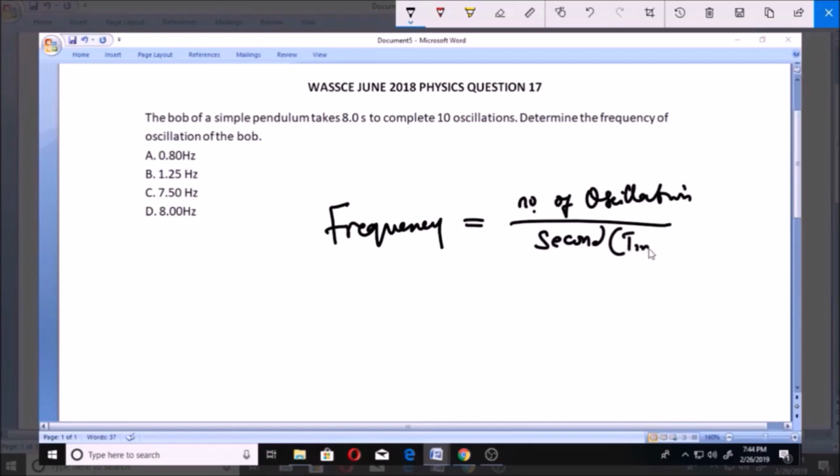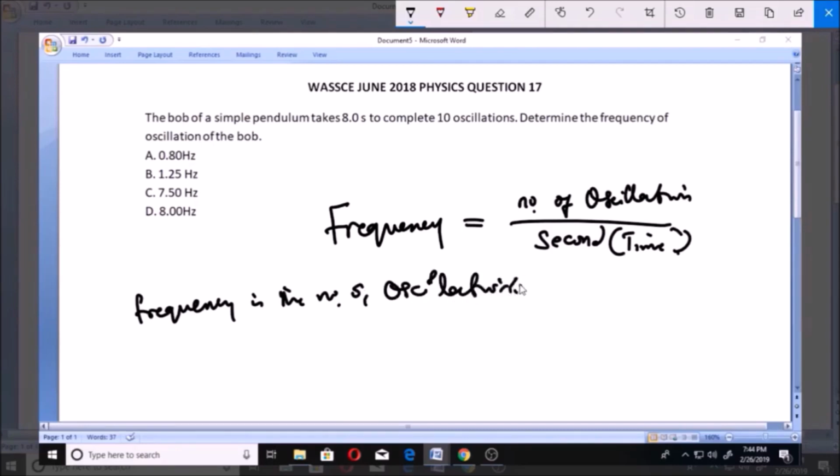So number of oscillations over time is frequency. The number of oscillations that is completed in a second, that's what frequency is. Frequency is the number of oscillations per second. So how many oscillations is able to be completed in 1 second?